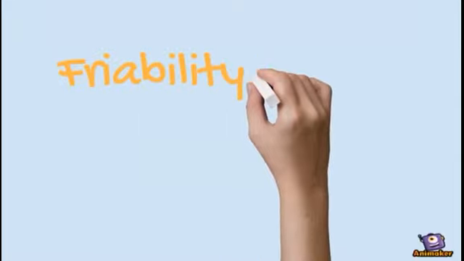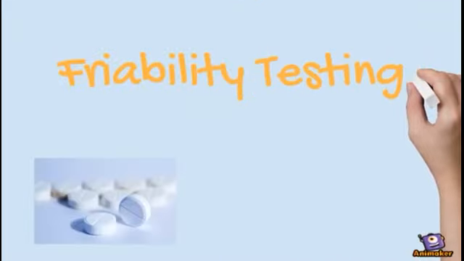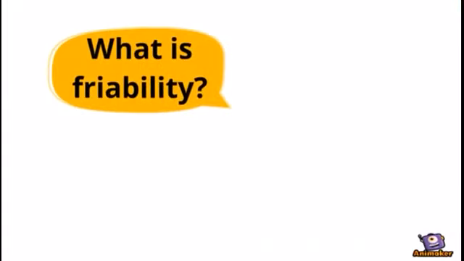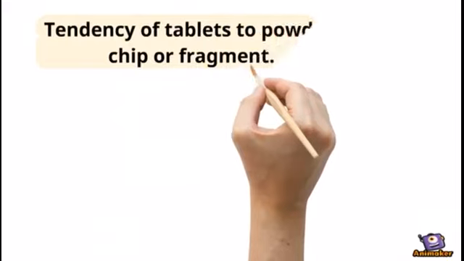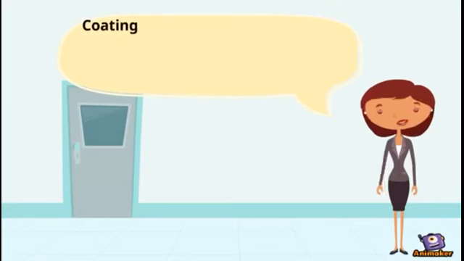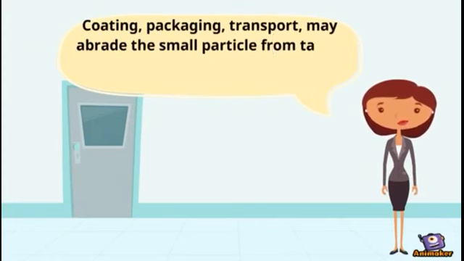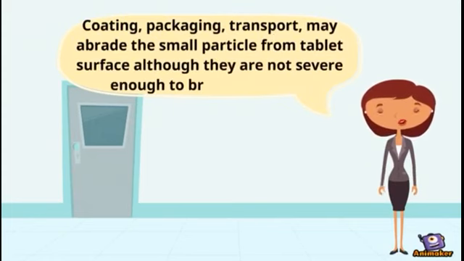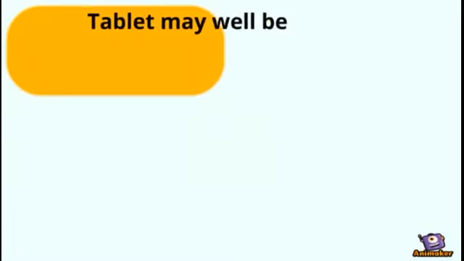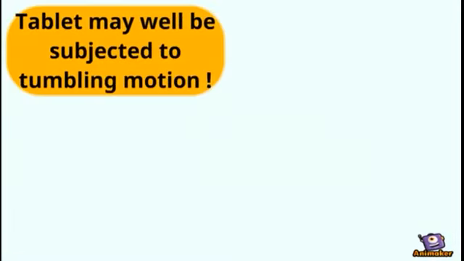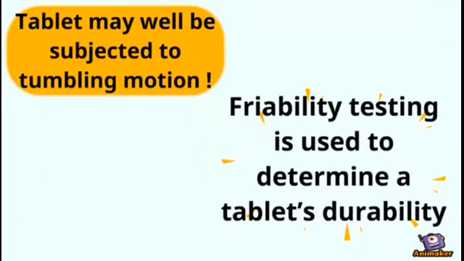So now, let's talk about friability testing. What is friability? It is the tendency of the tablets to powder, chip, or fragment. Coating, packaging, and transport may abrade small particles from the tablet surface, although not severely enough to break the tablet. They may actually affect the elegance, appearance, consumer acceptance, tablets' weight variations, or content uniformity. Remember, tablets may be subjected to tumbling motion. Hence, friability testing is required to determine a tablet's durability.